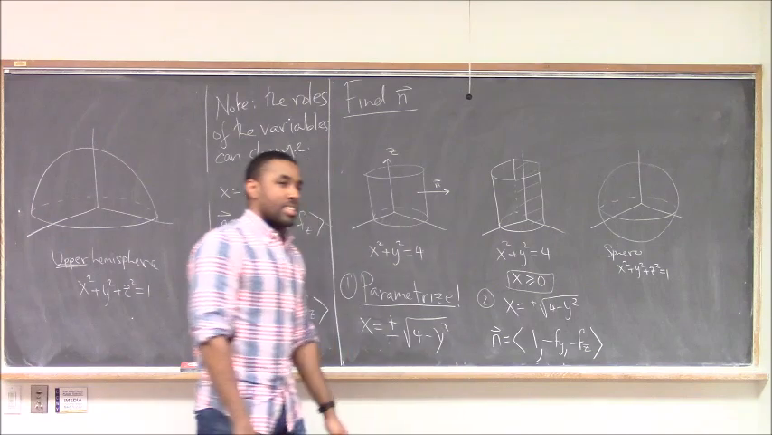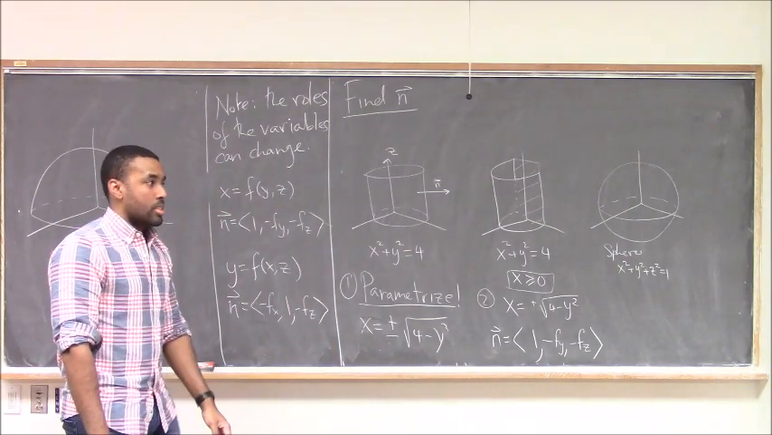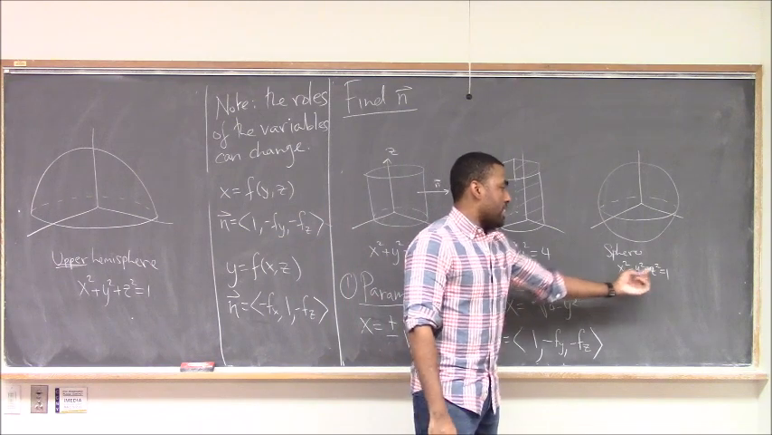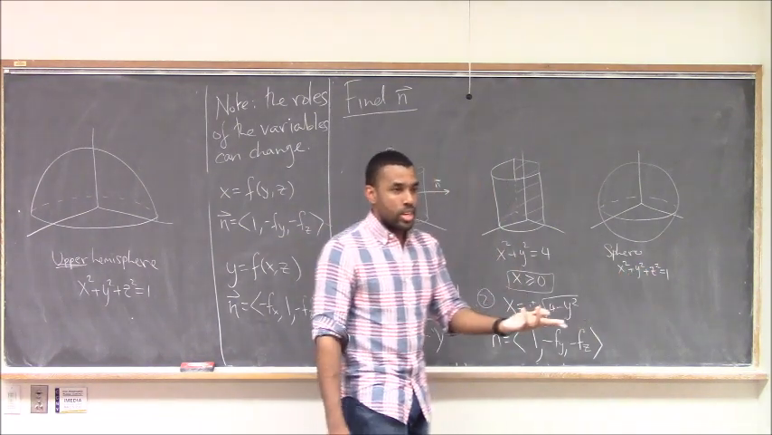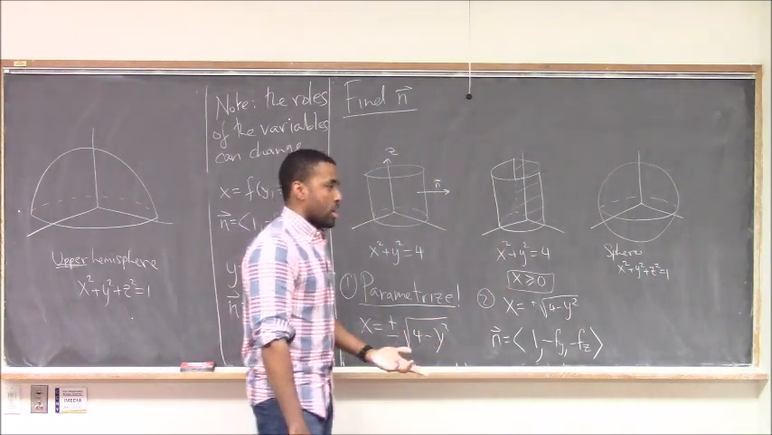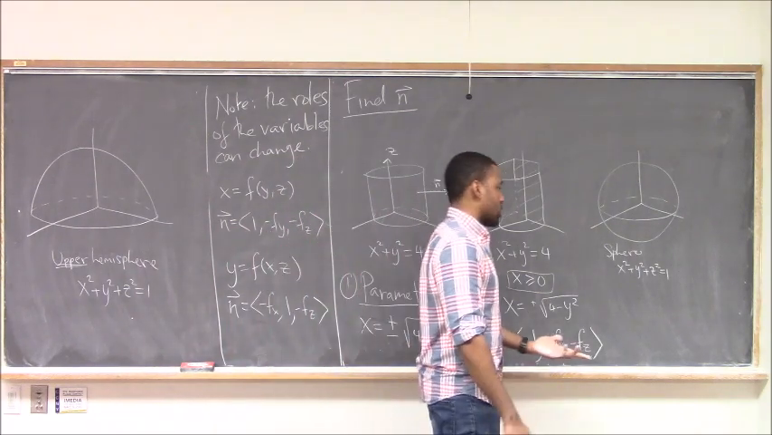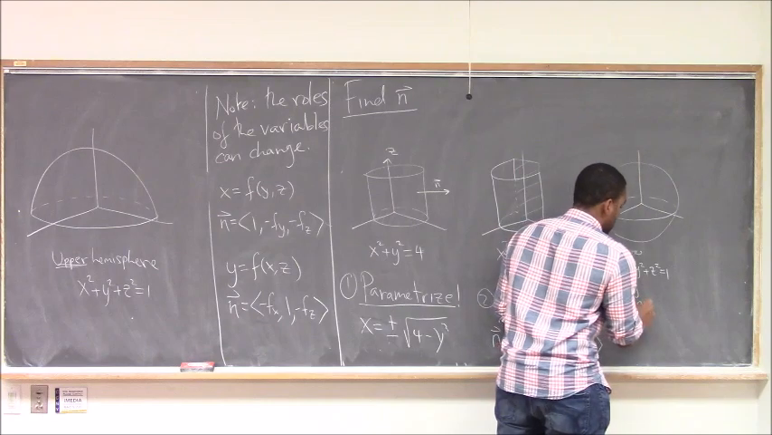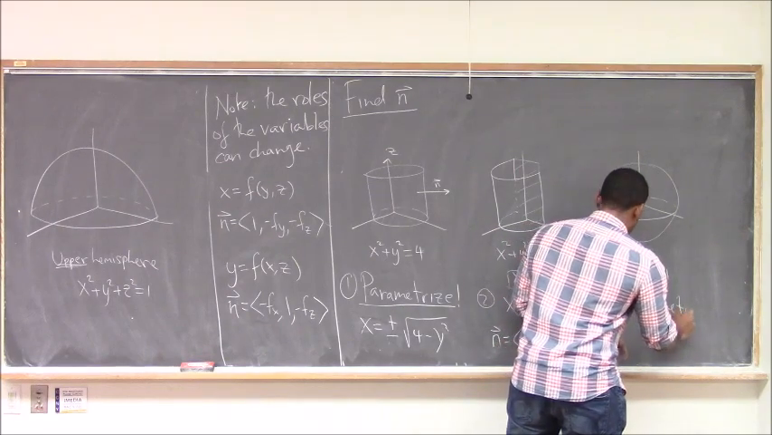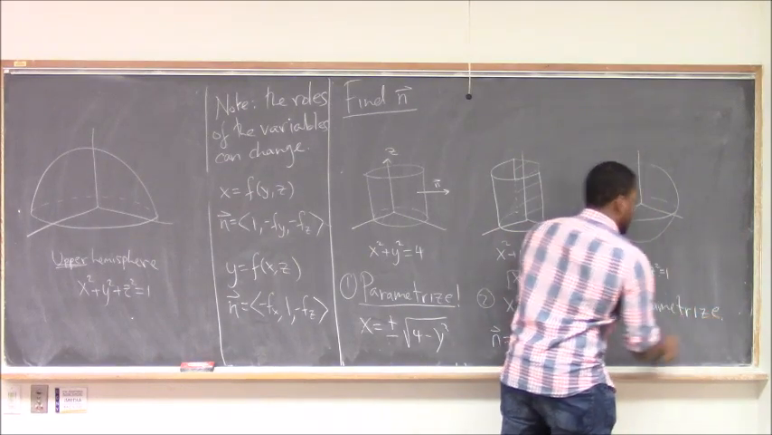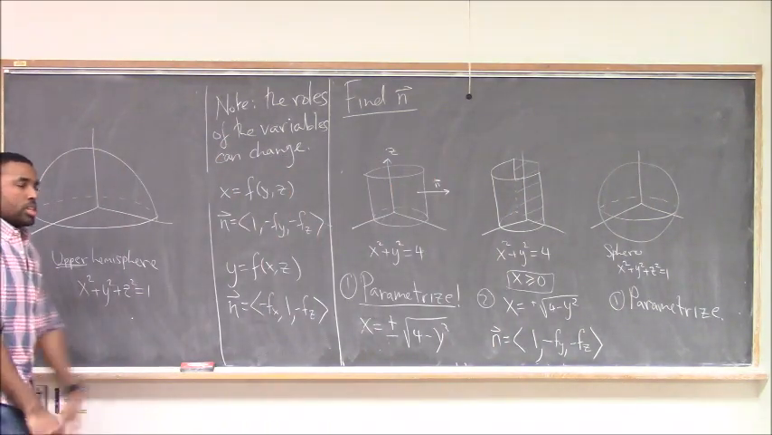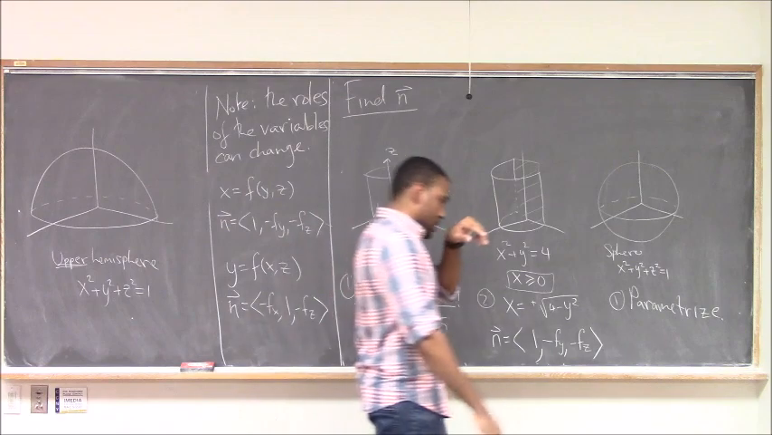For this one, you need to parametrize. Whether you solve for x, y, or z, you'll get two things. So that's one idea. So you probably wouldn't want to do part 2. I would go with part 1, parametrize. But I'm going to show you something neat about the sphere in a second.